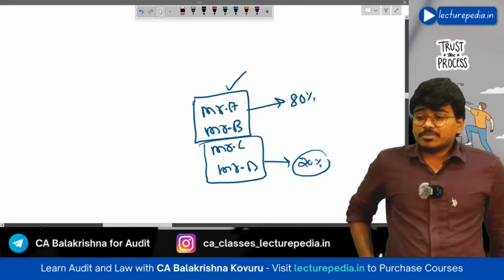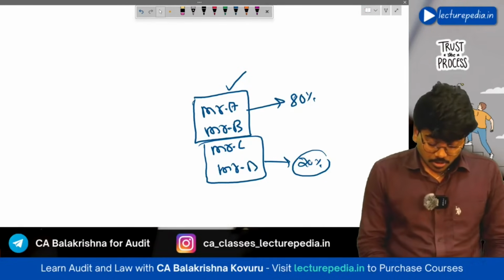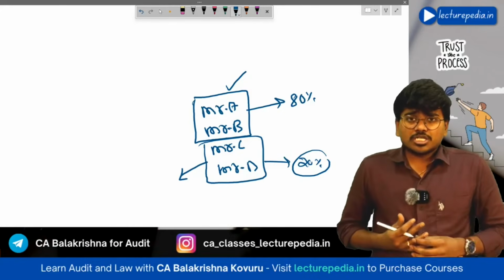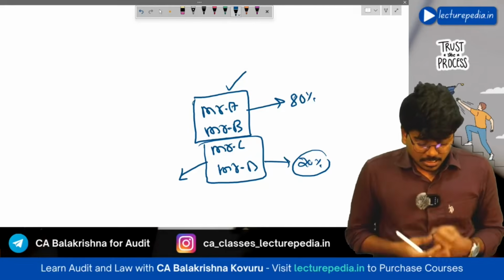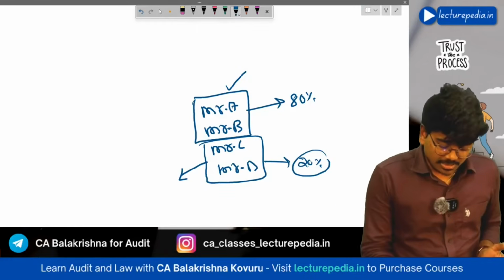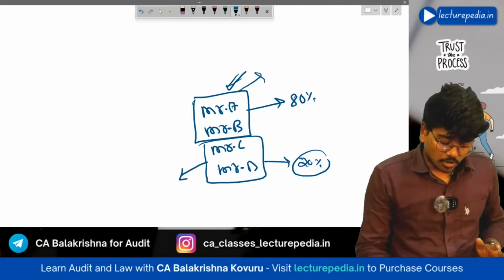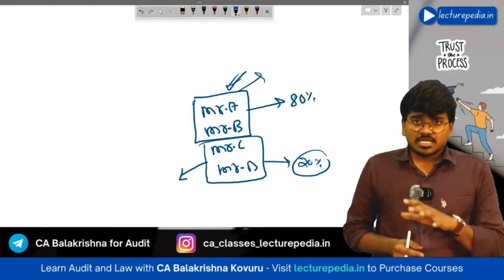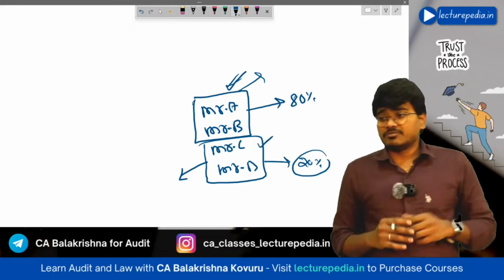So whomever Mr. A and Mr. B support, they will become a director, and Mr. C, Mr. D, they are also shareholders. They should also be given power to appoint directors. But because Mr. A and Mr. B are holding more than 50% shares, they have got entire control for appointing the director. Is this fair? The answer is no. This is not fair. Even Mr. C and Mr. D should be given opportunity.